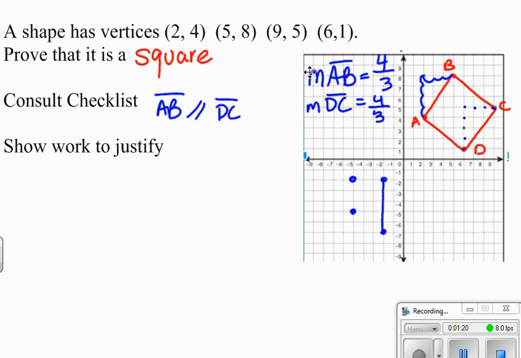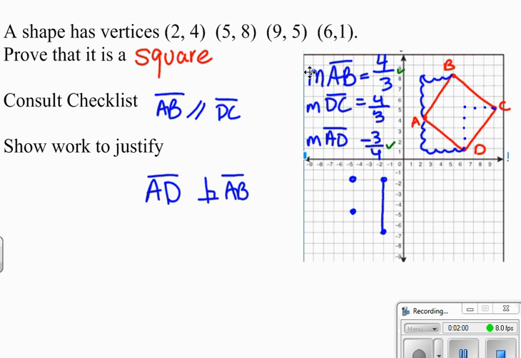Let's check out these other 2 sides. What about the slope of AD? I'd have to go down 1, 2, 3. So down 3 and right 1, 2, 3, 4. Down 3, right 4. That sounds like the opposite reciprocal of 4 over 3. I'm thinking that now I'll be able to say that AD is perpendicular to AB because these slopes are opposite reciprocals. Negative 3 over 4 and positive 4 over 3 are opposite reciprocals.